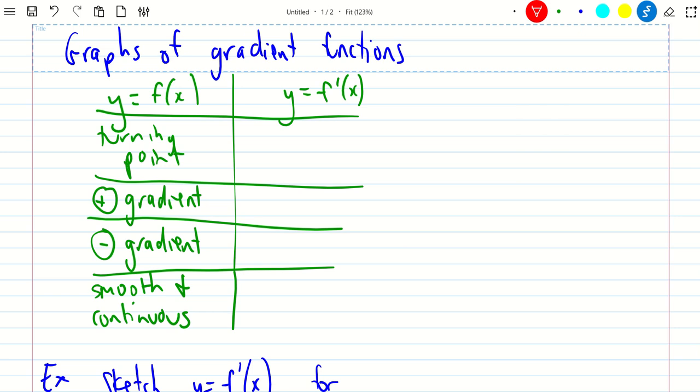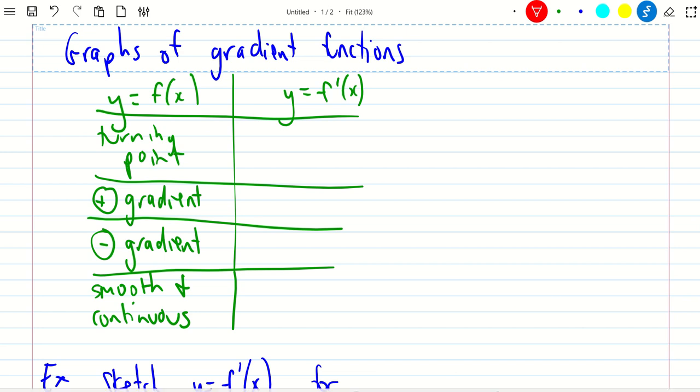Now, what we're going to have a look at today is what the graph of a gradient function looks like. In other words, if you've got a function f of x, or y equals some function of x, then what does the derivative function look like? It sounds complicated, but following a few simple rules that we'll go through, in this green table here, it's actually not as bad as you might think.